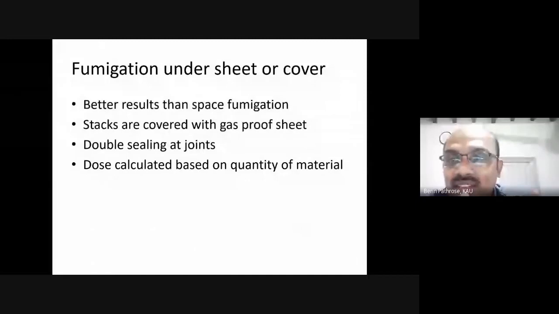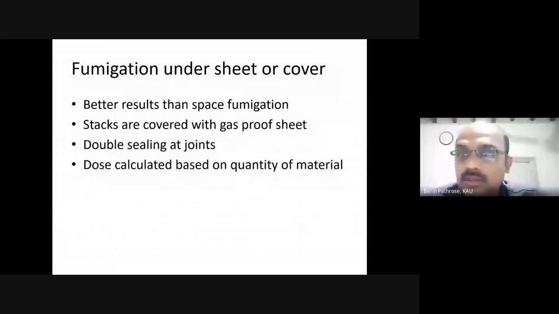It will give better results than space fumigation because we are targeting it. Instead of fumigating the entire room, we are fumigating that particular grain which we intend to fumigate. So it is a targeted kind of fumigation, and it gives better results. Stacks or bags are covered with gas proof sheet, and all the joints will be properly sealed, and the dose is calculated based on the quantity of the material, that means the quantity of the grain which we are fumigating. Are you clear with the difference between space fumigation and fumigation under sheet or cover?